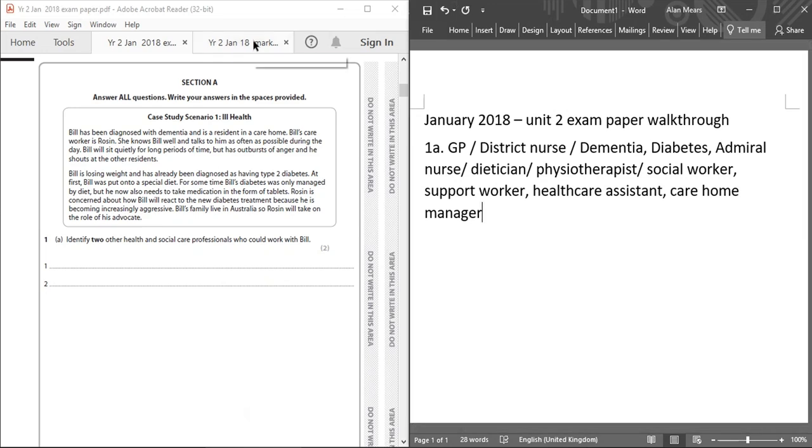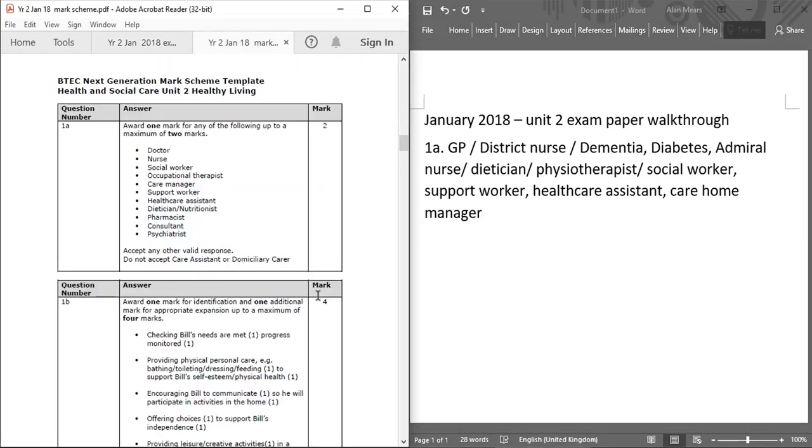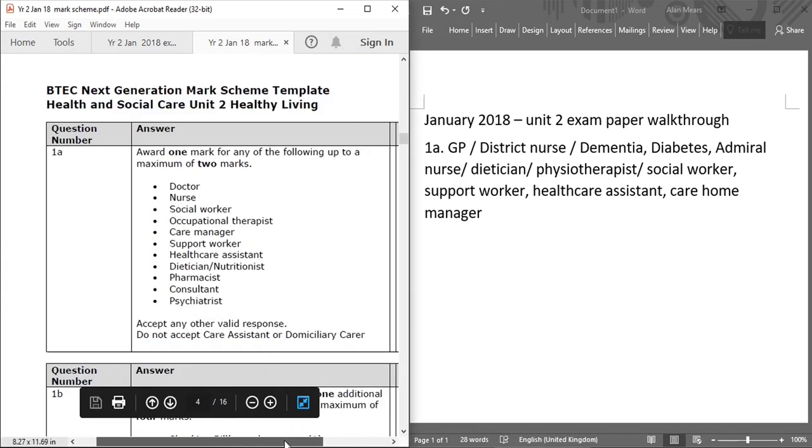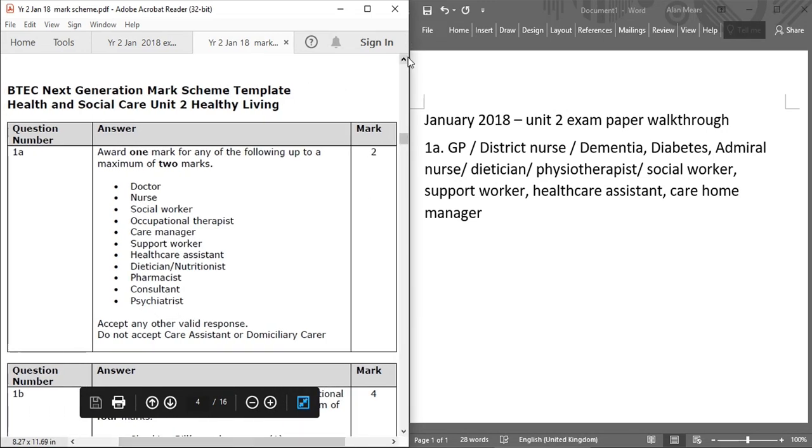If we take a look at the mark scheme, as I said we would, I'm going to zoom in a tiny bit because obviously we're going to reveal some of the answers to later questions. So there we go. Doctor, nurse, social worker, a big old range of professionals who could assist Bill. As I mentioned, care assistant they're not going to allow because it is in the case study scenario. Domiciliary carer wouldn't be allowed because he doesn't live in his own home, he's in a care home. Looking at the mark scheme, the one thing is it just says nurse. They've quite generally allowed nurse here, but keep in mind this was the first exam paper ever in the series of Unit 2 papers, so probably more flexibility here.